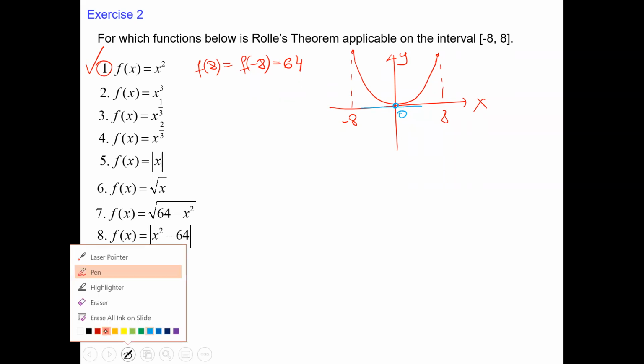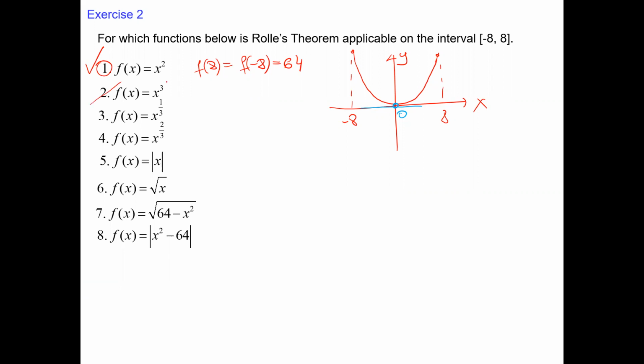Now let's go. X cube. X cube is not good because when I cube negative 8 and positive 8, I get different values. X to the power of 1/3. We know that this function is not differentiable at 0. And actually these are different values: cube root of 8, cube root of negative 8. Cube root has a vertical tangent at 0. Negative 8 has a different value, negative 2. Positive 8, of course, has a positive value.